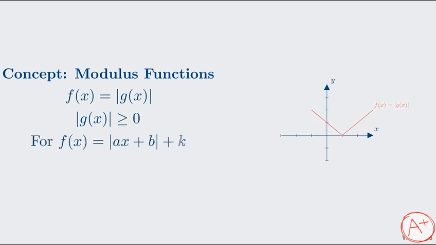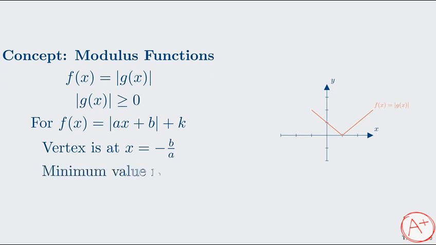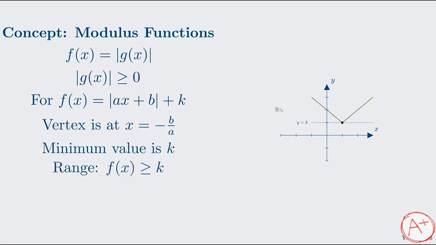For a function of the form f of x equals the absolute value of ax plus b, plus k, the vertex is located at x equals negative b over a. The minimum value is k. For a standard linear modulus function shifted vertically by k, the vertex occurs where the expression inside the modulus is 0. The range will then be all values greater than or equal to k, provided there are no other reflections or domain restrictions.